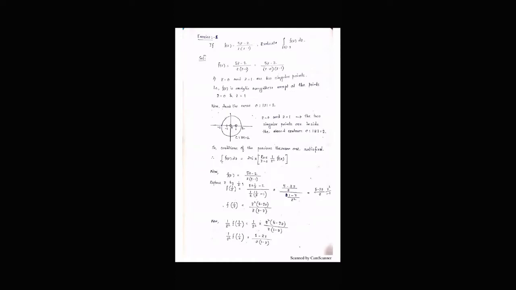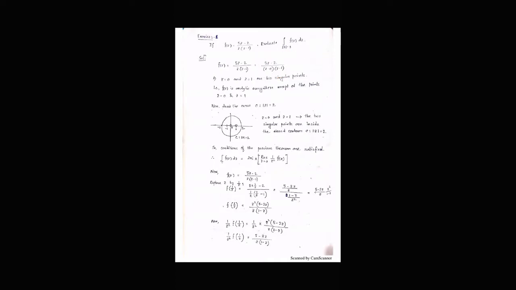Now let's start the exercise. Here the function fz is 5z minus 2 by z into z minus 1. We are asked to evaluate the integration of fz over the curve mod z equal to 2. We can write this function in the form 5z minus 2 by z minus 0 into z minus 1.